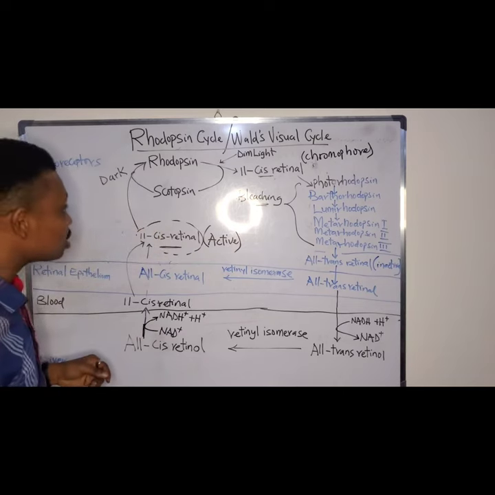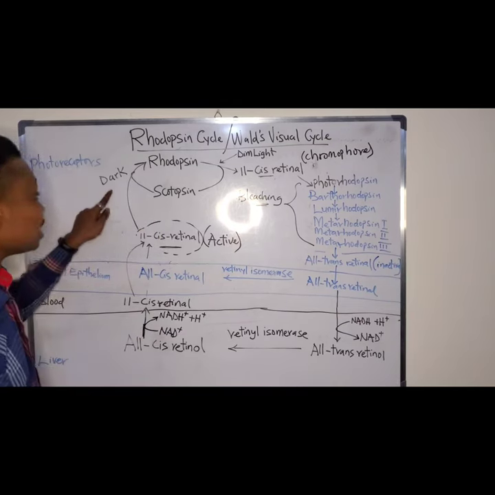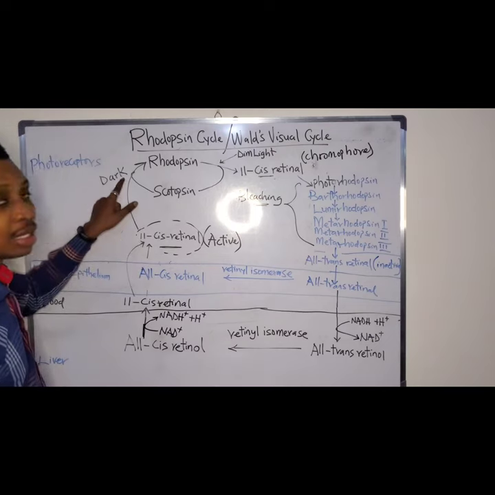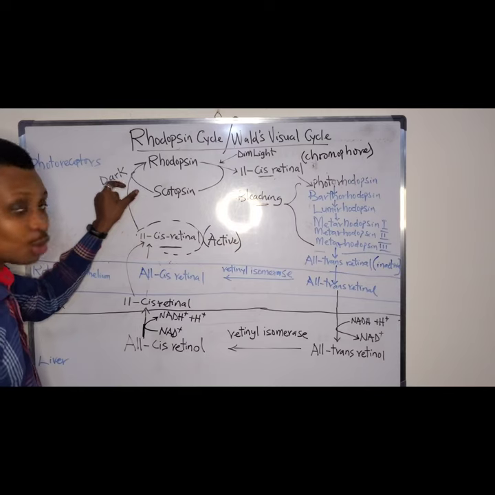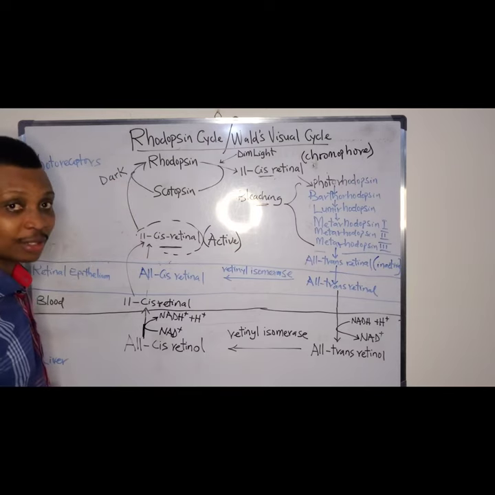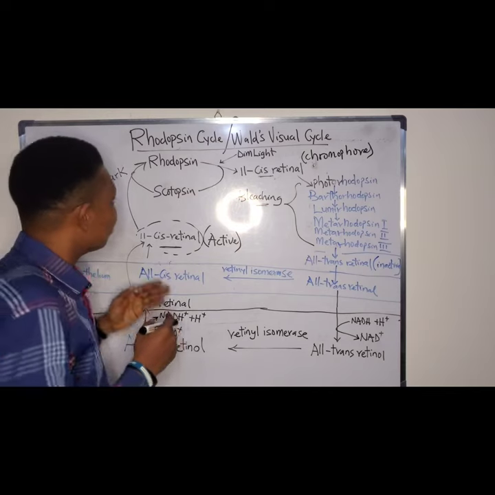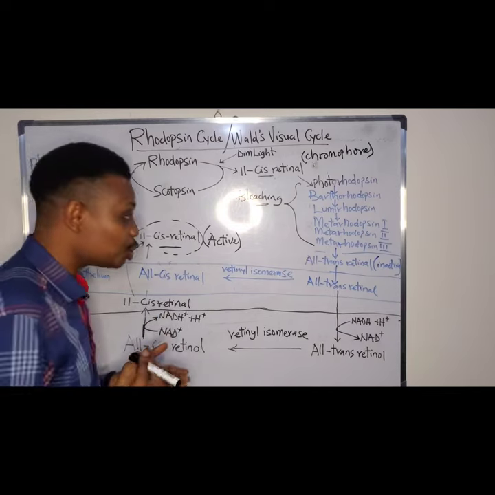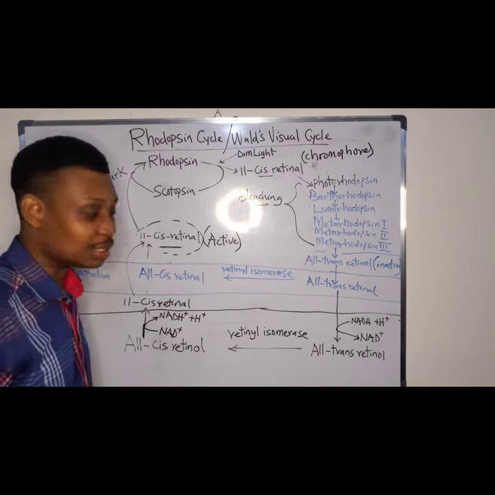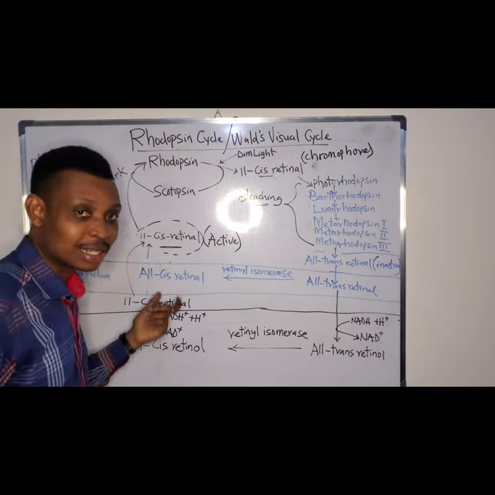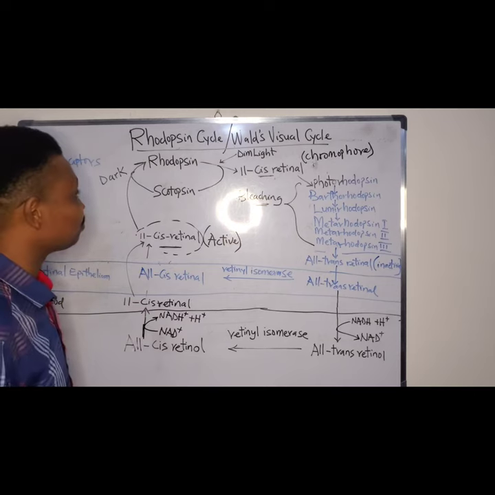However, once the dim light is taken off and there is a dark condition, 11-cis retinal will rapidly combine with scotopsin to form rhodopsin. So I'm going to take it again. For vision under dim light to be maintained, there has to be the presence of 11-cis retinal in the photoreceptor.